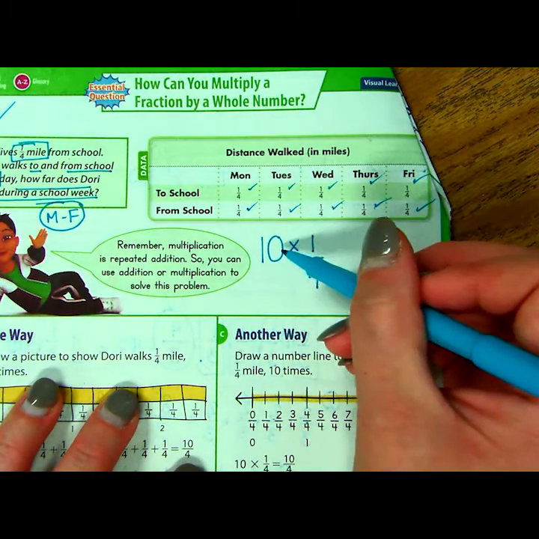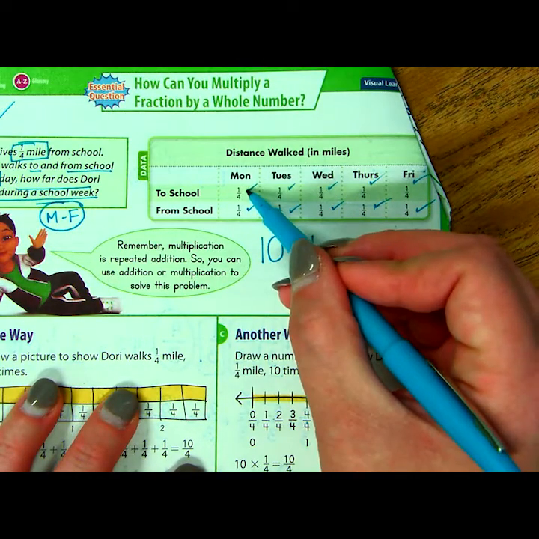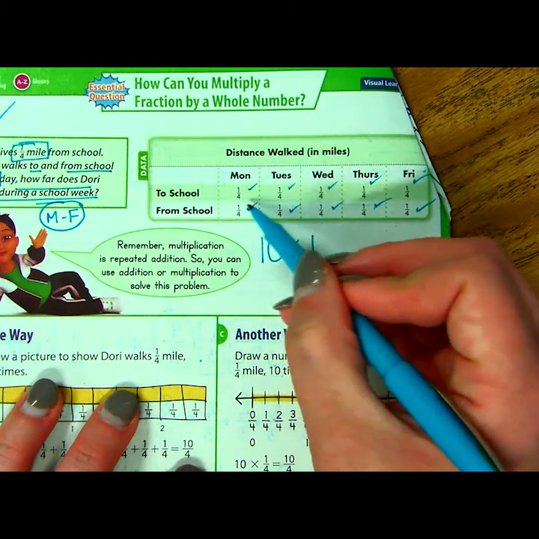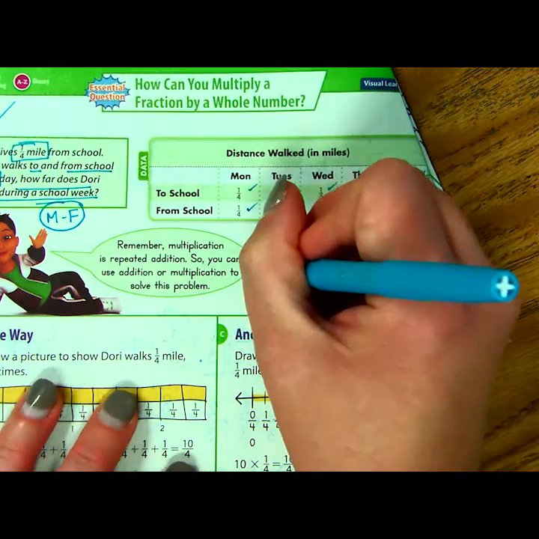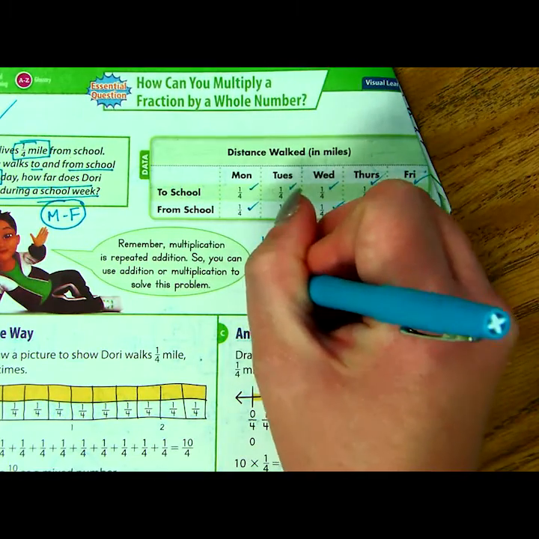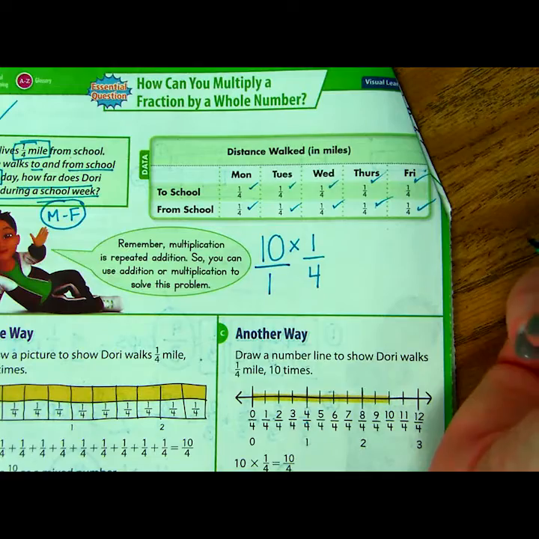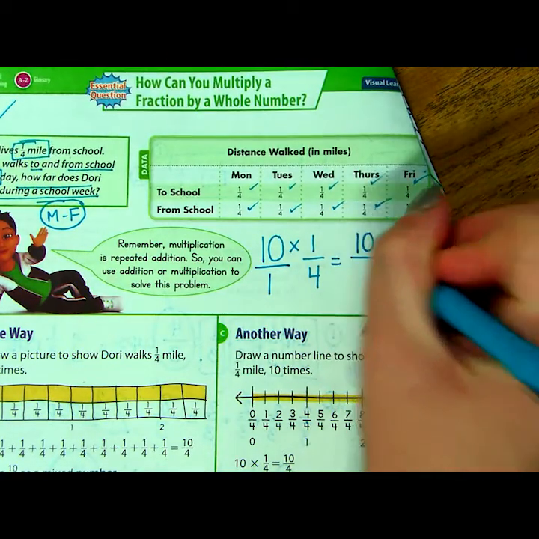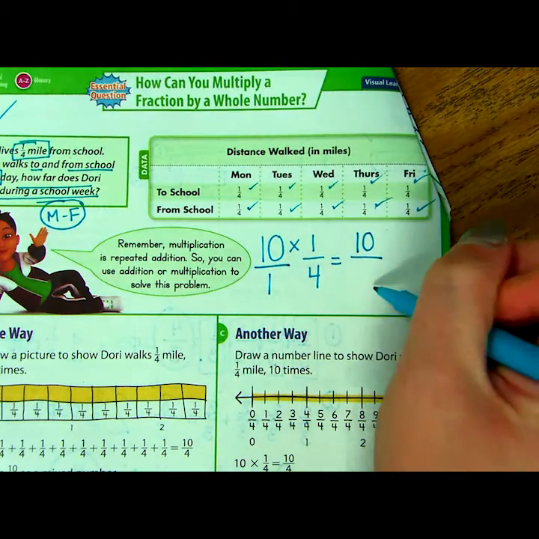She's going to do it to school on Monday and then from school. So that's 2 times. So throughout the entire week, it's a total of 10. Again, we're going to simplify this because Mrs. Body just likes to simplify things. We're going to put it over 1 and multiply straight across. 10 times 1 is 10. 1 times 4 is 4.